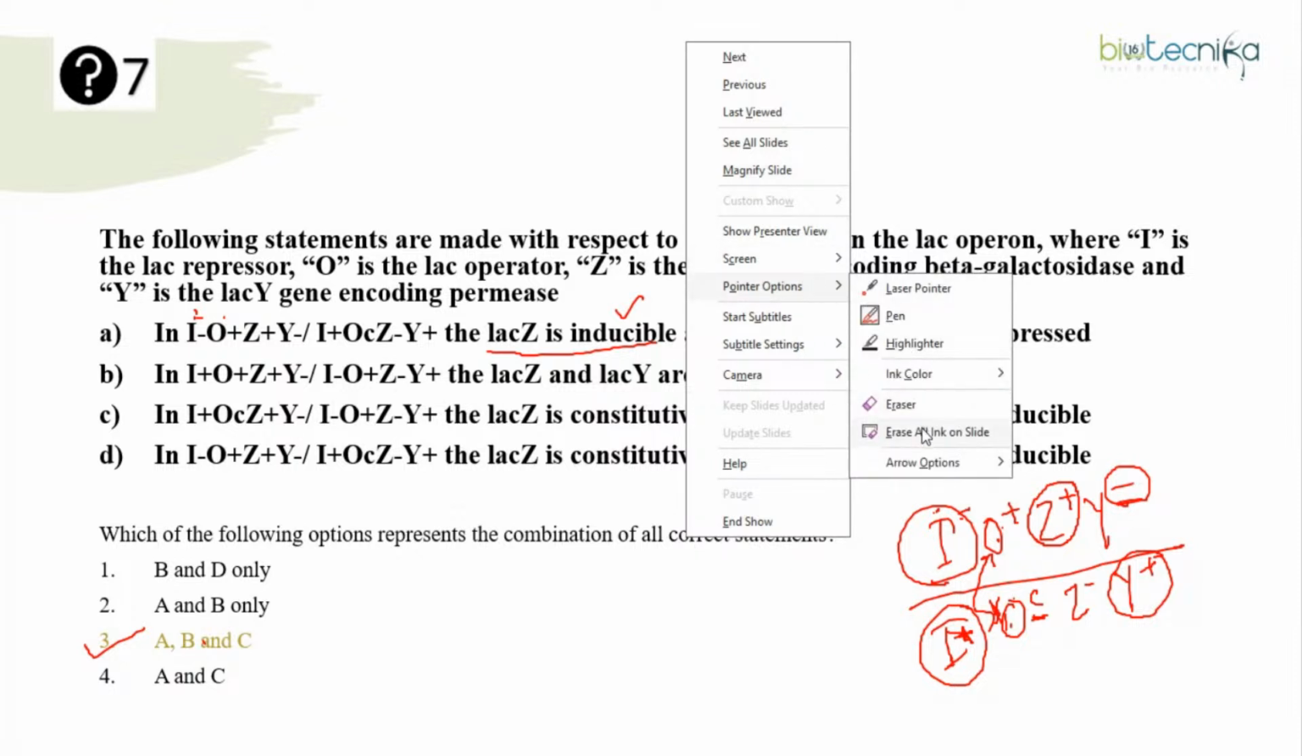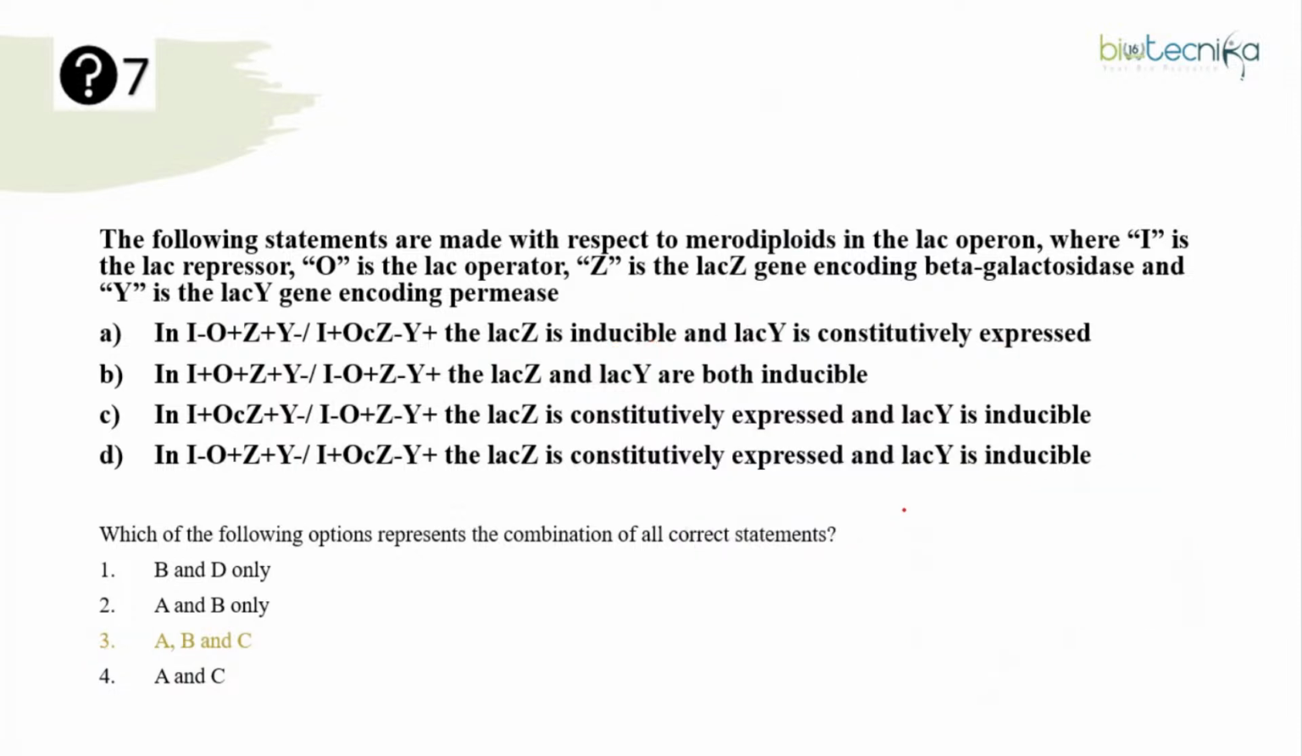In the next case, what do we have here? They are saying that I is plus, O is plus, Z is also plus, Y is minus, and in the other strand you have I negative, O plus, Z negative, Y plus. Now if I is negative, then it is non-functional. But here I have an I plus which can work on both this and this operator, and here both the operators are normal operators. But here you don't have a Z gene. Here you have a Z gene.